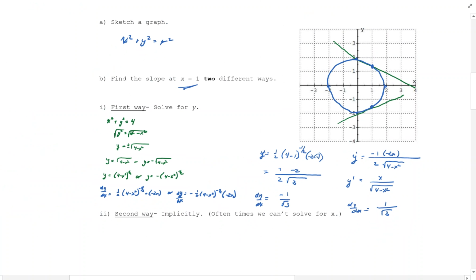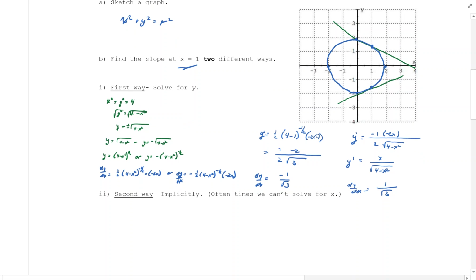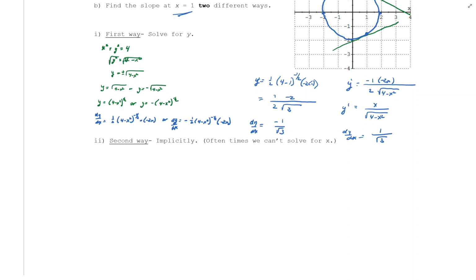Well, that was kind of a pain in the neck to have to solve for the y, then take the derivative of two separate equations, and then plug in the 1 for each of those two separate derivatives. So that is our segue for why we want to learn this implicit differentiation. So what we're going to do is go back to our original equation again.